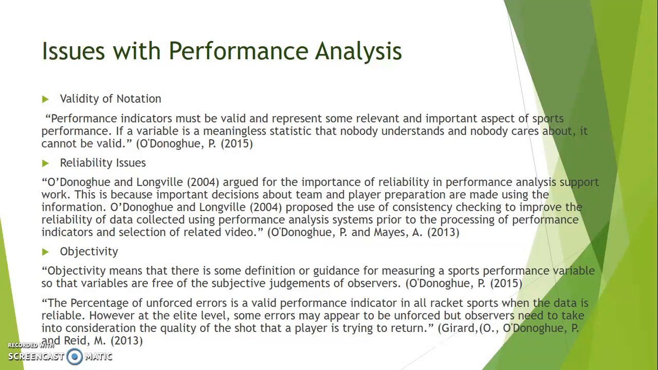However, there are issues with objectivity, as shown by Gerard, O'Donoghue and Reed, who say that some errors may appear to be unforced, but observers need to take into consideration the quality of the shot that the player is trying to return. This is key, as all analysts have different views on what's an error and what's a winning shot. Although this can be okay, as long as all analysts stick to the same perspective throughout analysis and do not sway from it.